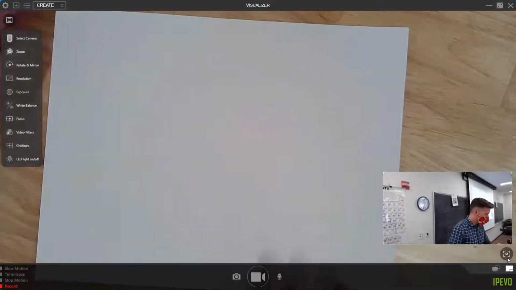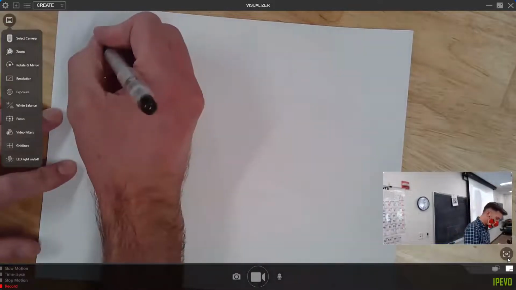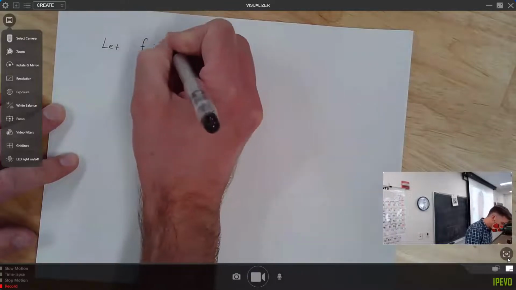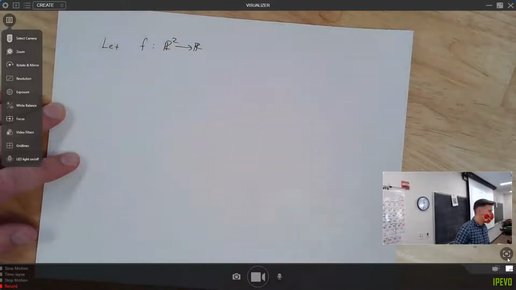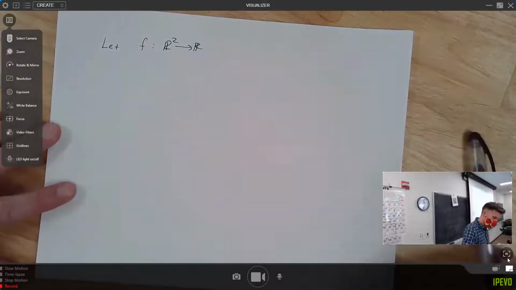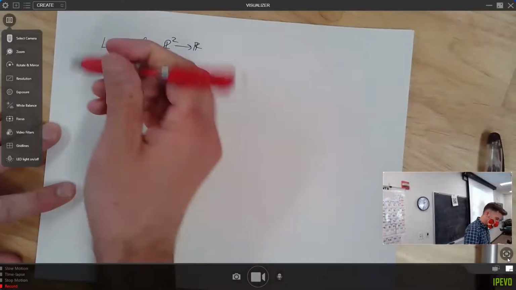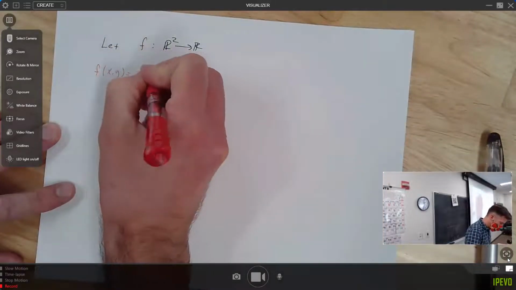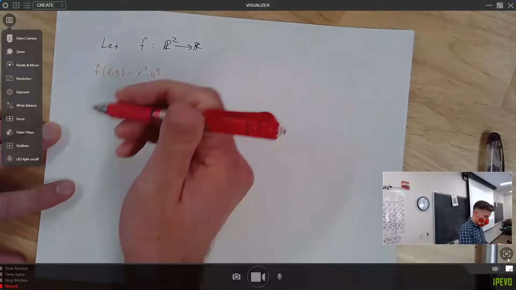So here is my made up function. Let f be a function from R2 to R. All that means is f is a function of 2 variables, and it's giving you 1 output. I'm going to tell you the function, but we're all going to pretend we don't know what it is. The function we're going to use is f of x, y is x cubed times y to the 4th. That might be a terrible choice. I don't know. We'll see.